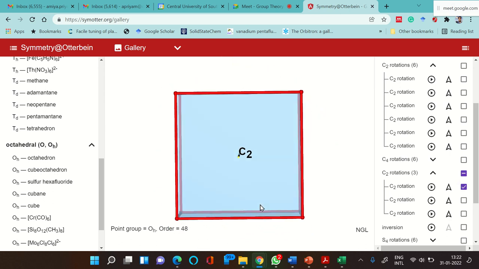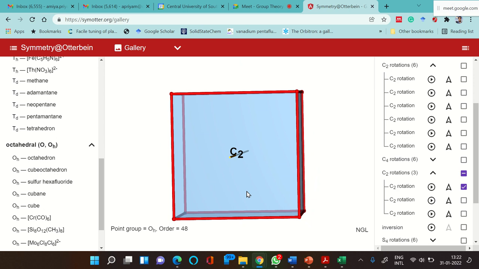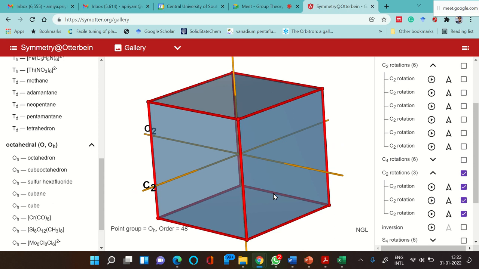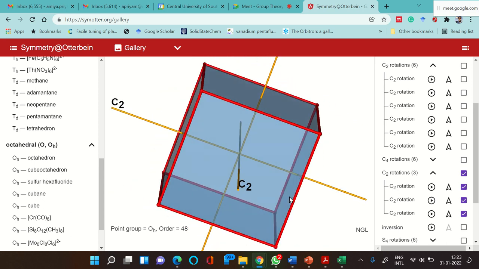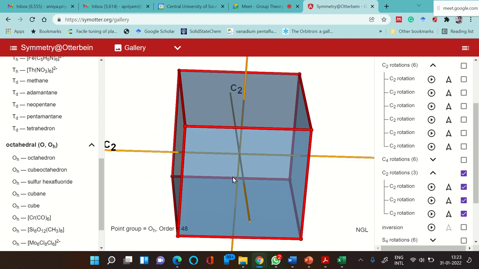This one, the C2 going right through the middle. What you were just seeing was this one. Another C2, another C2, we can imagine this way. These three C2 axes are of one type that you can see going across face to face. There are 6 faces, and going through the center of one face to the opposite face, you are having these 3 C2 axes clearly, cutting through center to center. In this manner you can describe 3 C2 axes in a cube.